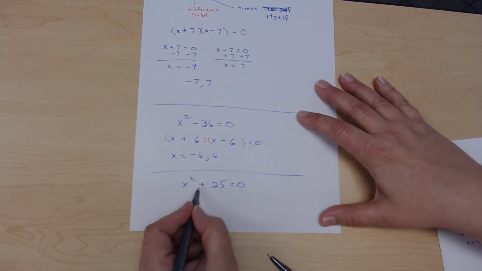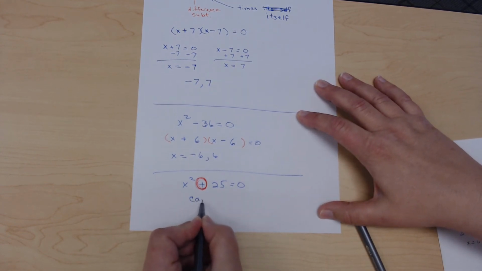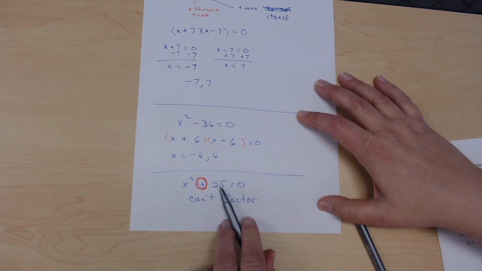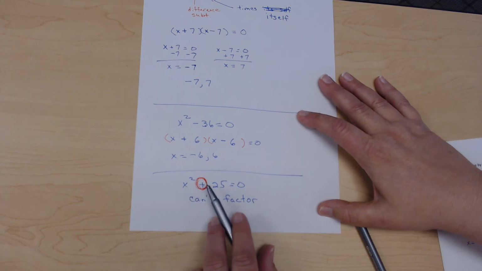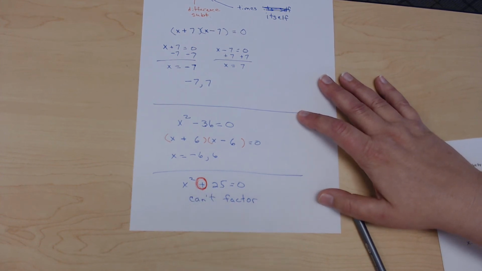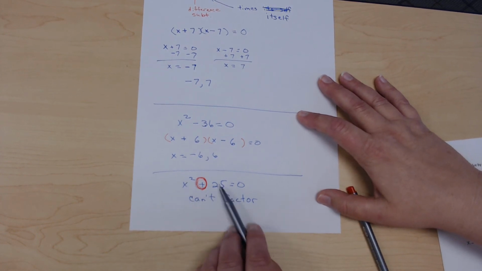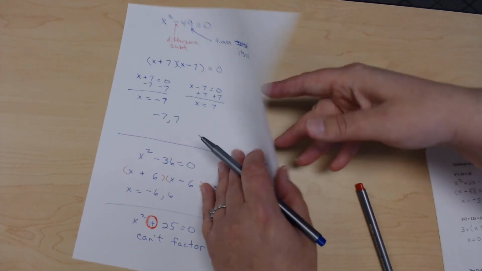This is key. Because you are not subtracting, can't factor. You cannot factor this. Can't factor. Okay, even though there is a number times itself that'll give us 25, number times itself that'll give us x squared, if you are adding, cannot factor. That's why it's called a difference of perfect squares. You cannot factor if you're adding. All right, so let's change this.